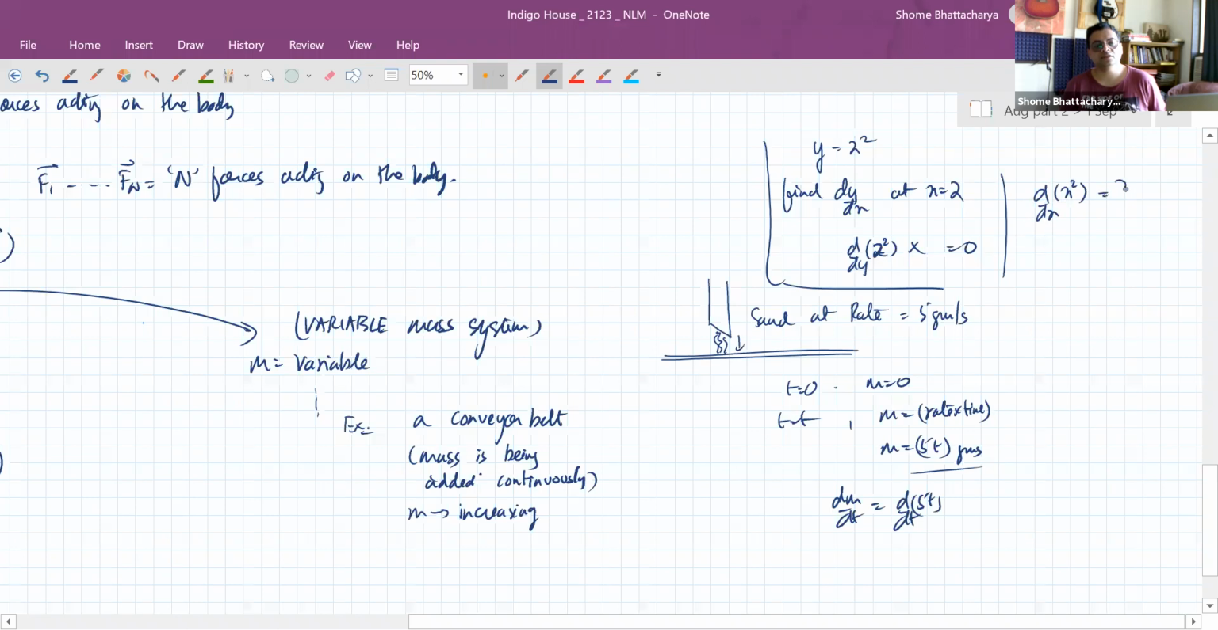So that is 2x. Okay. And then I say that dy by dx, when the value of x is equal to 2, is nothing but 2x at the point x equal to 2. So it is 4. So 4 is the slope of the tangent of that curve y is equal to x square at the point 2.